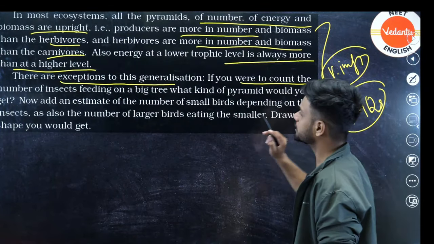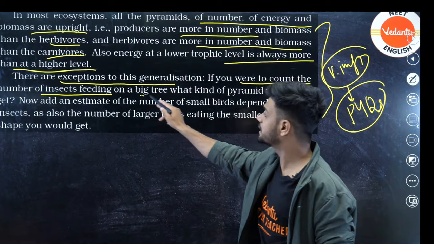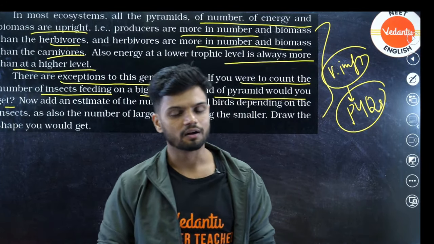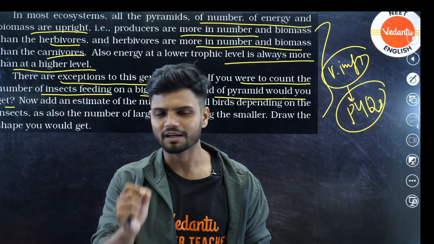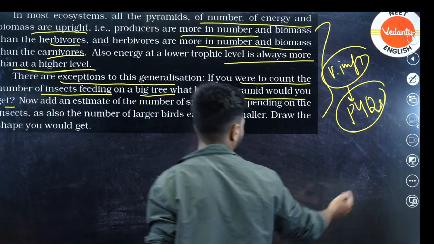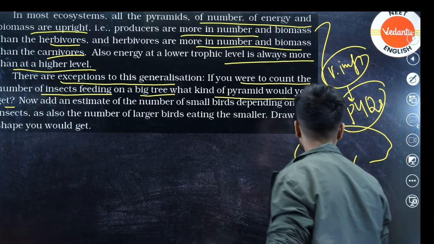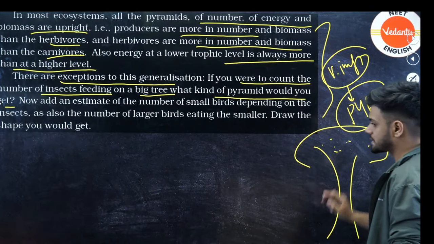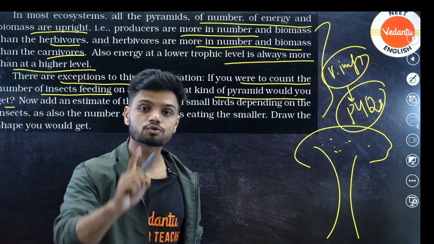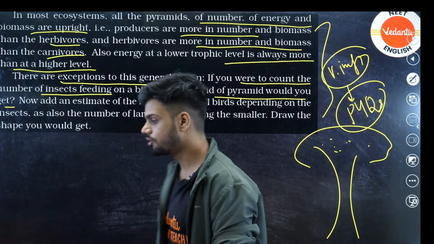If you were to count the number of insects feeding on a big tree, what kind of pyramid would you get? Can anyone tell me? Have you ever tried to draw this pyramid? If you have not tried, I will draw it for you. Here we have a big tree. On this big tree, we have small insects. So in number or biomass, the tree is one. So can I draw like this? Yes, this is the first one.